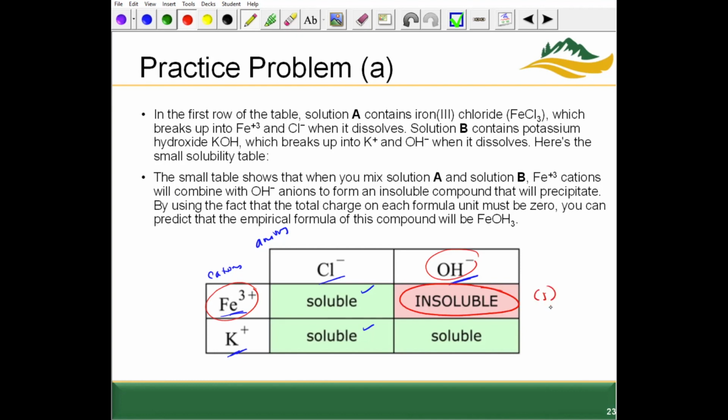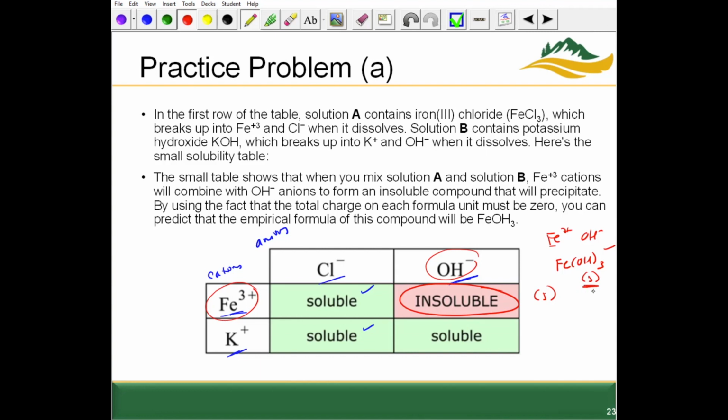To write out the formula here, this is iron 3 plus, this is OH minus. To write out the formula unit here, right? Formula units are for our ionic compounds. Iron is a metal, so this is an ionic compound. With the cross method, this would be iron and then parentheses OH subscript 3. So Fe(OH)3 to write that out more clearly. So Fe(OH)3 is going to be our insoluble precipitate.